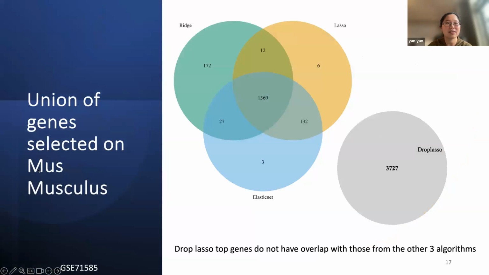If we look at the mouse data set, one interesting thing is that there is no overlap of drop lasso with those 3. So keeping all 4 in forming the gene pool will hopefully keep those genes. We don't want to lose them.